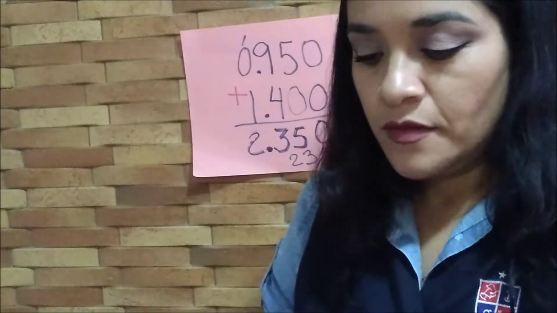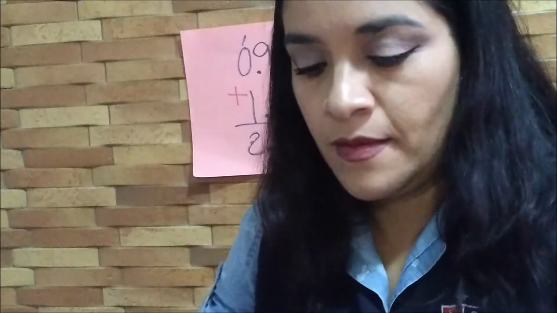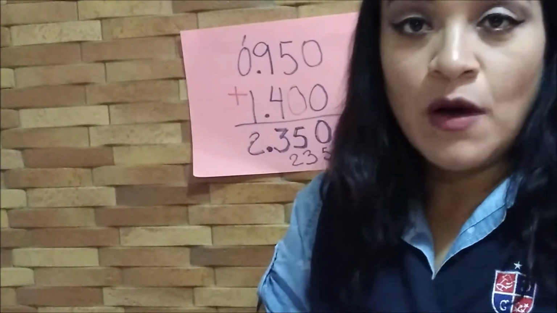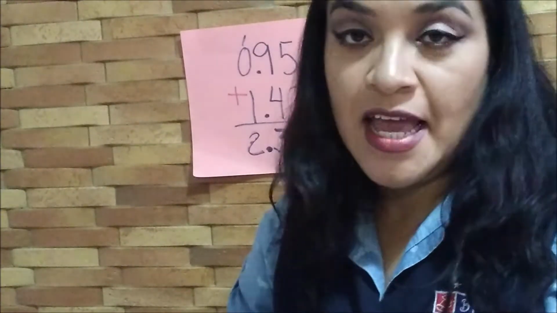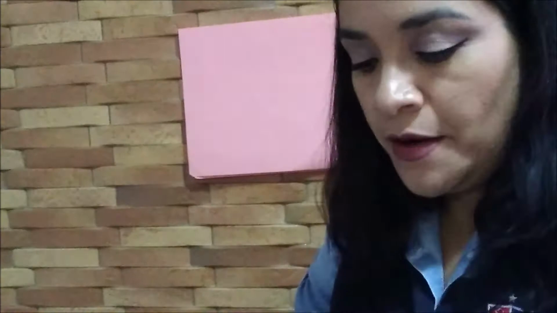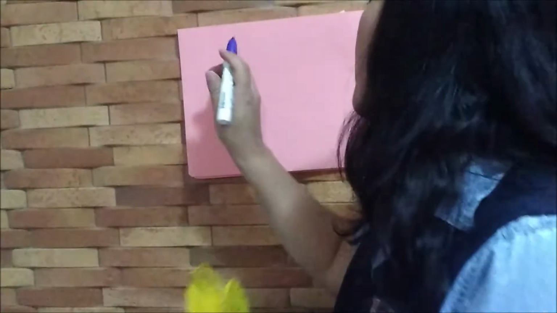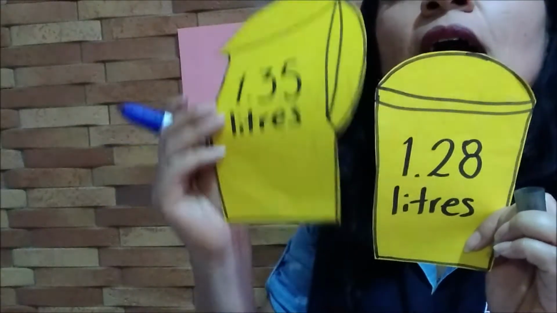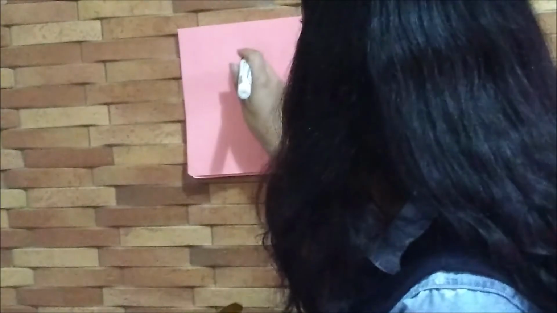So, which were our measures of our first pair in the letter A? There were 1.35 and 1.28. Which one is the biggest? 1.35, so it's going to be above, right?